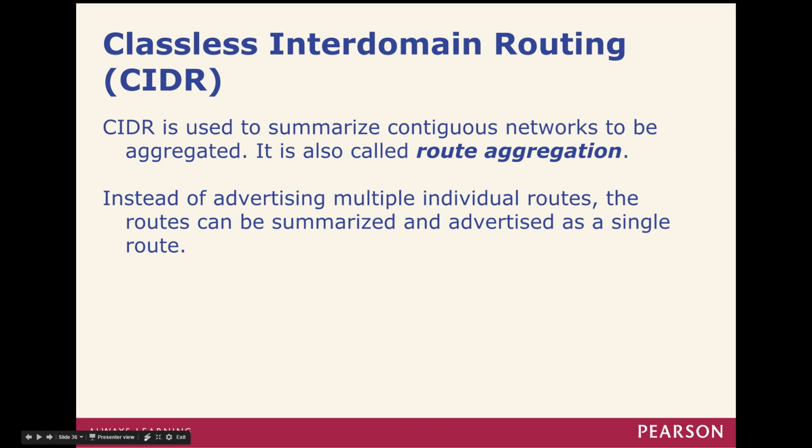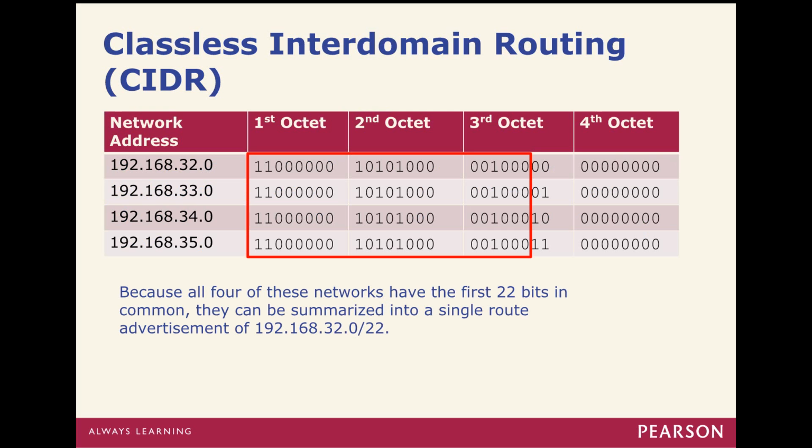CIDR is also used to summarize networks. We call this route aggregation. You really just need to know what route aggregation is, but you can advertise multiple individual routes as a single route, kind of like this shows. So basically what this says is all these networks have the first 22 bits in common. So these are the first 22 bits, they're outlined in red. After here, they start changing.